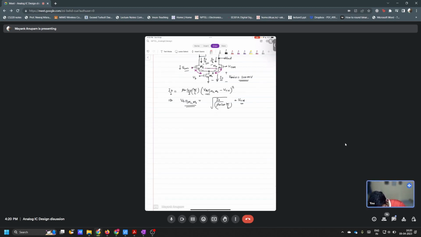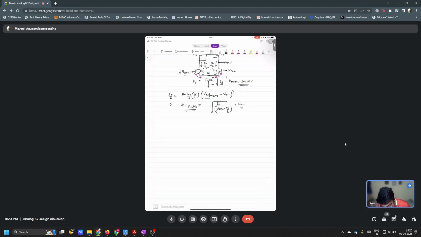Now tell me, what is this VGS? Let's call this voltage Vx. Then what is VGS of M1 and M2? VCM minus Vx. Correct. It is VCM minus Vx, right? And that is equal to what? This guy, square root of 2 I naught by mu n Cox W over L, plus VTH, right?